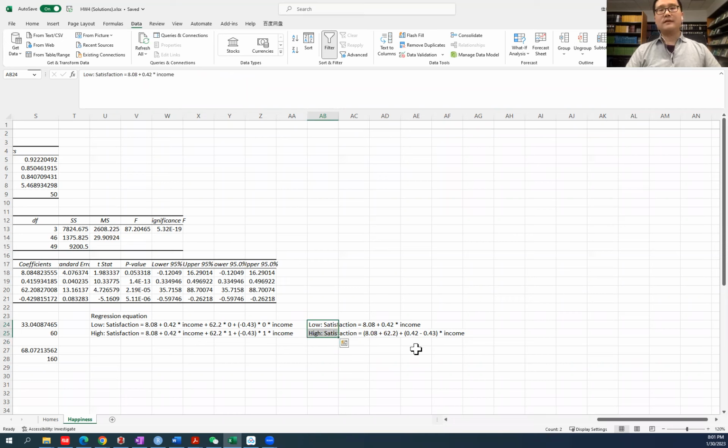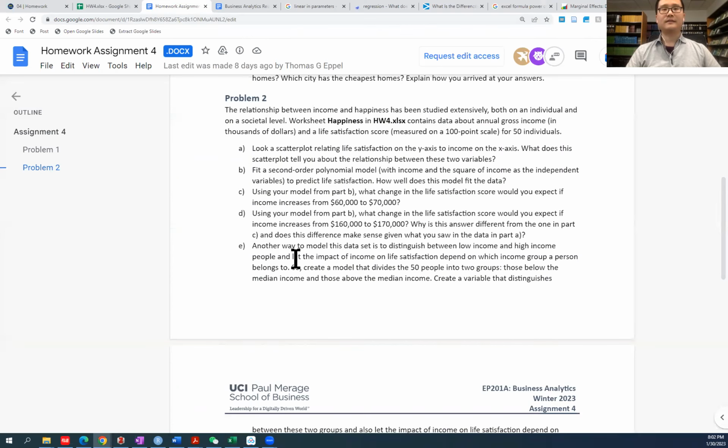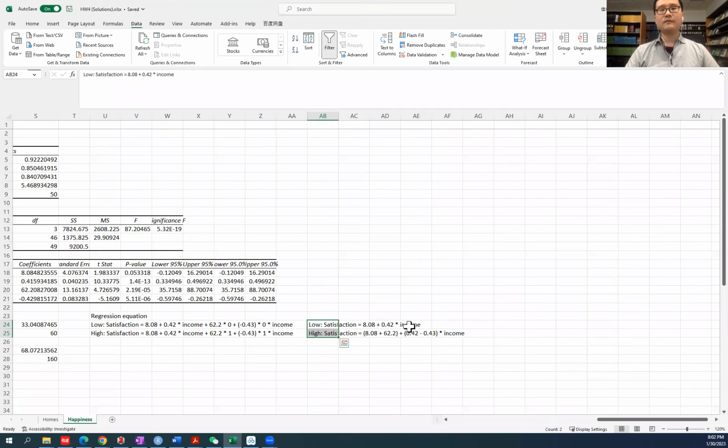As you can see, the slope of income is quite different between these two groups. That's where this question matters when it mentions the impact of income on life satisfaction depends on, or differs between, which income group a person belongs to. When a person belongs to the low income group, the slope equals 0.42. That's the impact of income on satisfaction.